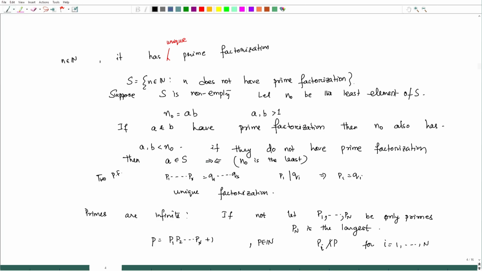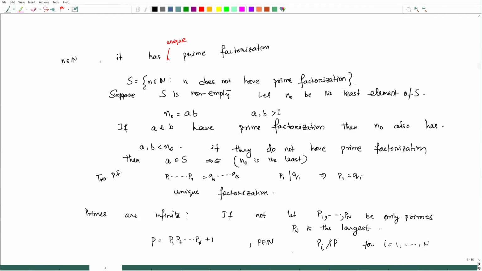Therefore, all the existing primes that we are assuming to have at our disposal, none of them is going to divide P. Therefore, P has to be a prime. So, P is a prime, but P is bigger than Pn, which is again a contradiction. So, that we are familiar from our school days: there are infinitely many primes.